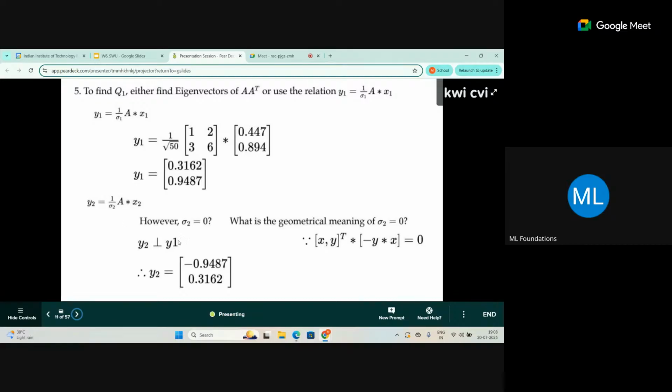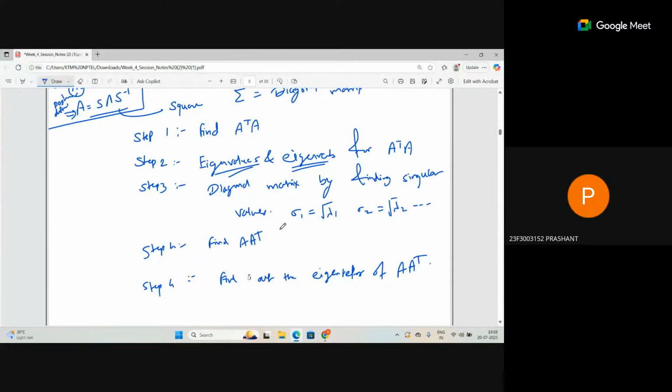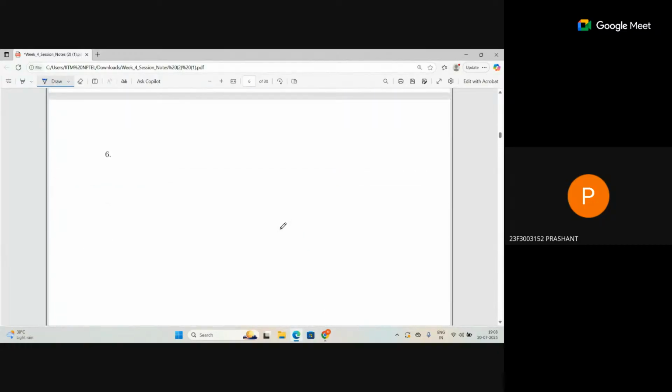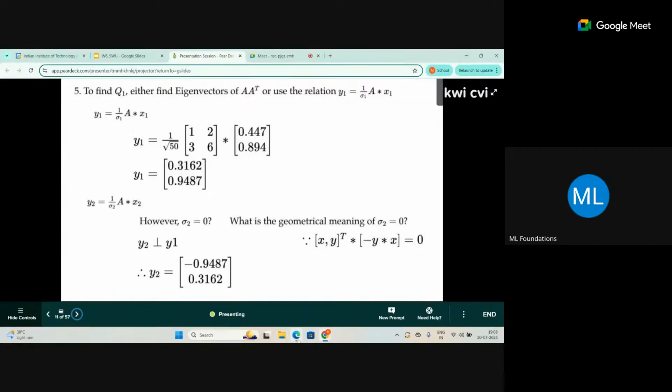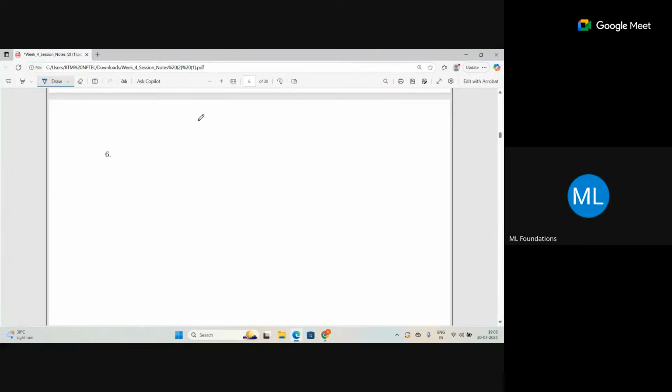Or else the second method is to find A transpose. We know the eigenvalues of that, and just find its eigenvectors. Is that okay? Here, if your sigma 2 equals 0, what are the eigenvalues? We have got the eigenvalues of A transpose A as 50 and 0. So in that case, sigma 1 will be root of 50, and sigma 2 is 0.